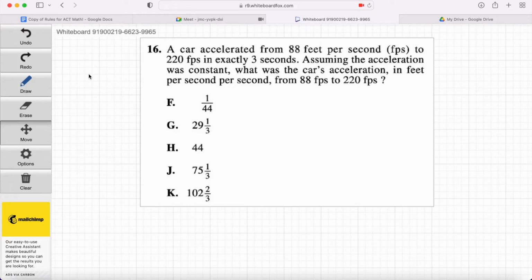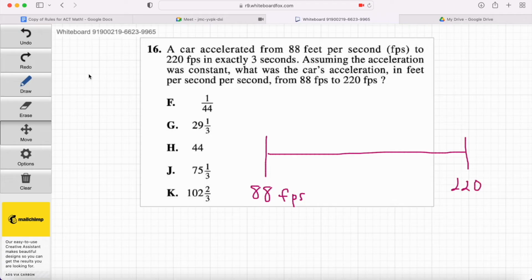I want to draw a picture of this. So we've got a car. It's starting at 88 feet per second, and it's going to end up at 220 feet per second. I'm just going to make some notes here. So 88 feet per second, FPS, and then we end up at 220 feet per second. Does that make sense? Okay. And that change takes place in 3 seconds.